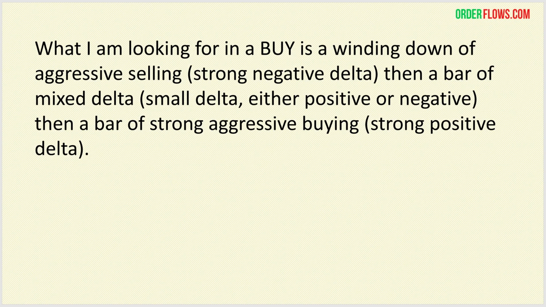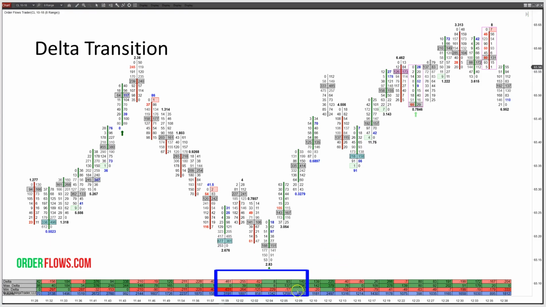So what I'm looking for in a buy is a winding down of aggressive selling, a strong negative delta, then a bar of mixed delta, small delta, positive or negative, doesn't matter, then a bar of strong aggressive buying, strong delta. So again, this is over several bars, but really you can key in on the 3 bars here in the middle: minus 62, small delta plus 8, then strong positive delta plus 93. In this case, you can see how it's just winding down: minus 461, minus 255, minus 62, small positive 8, plus 93, plus 140.